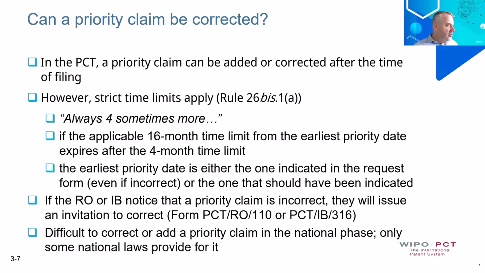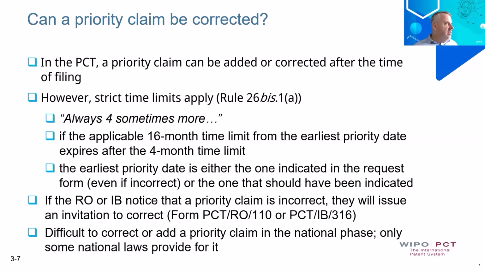So I think the easy way to remember is you always have 4 months from the time of filing of your international application, from your international filing date, to either correct or add a priority claim under the PCT system. And it's super important, if you do make a mistake, that you try to at least do it within these 4 months, because then it will be accepted by the receiving office, or if you file it with us, by the International Bureau, and then also designated offices will accept it.